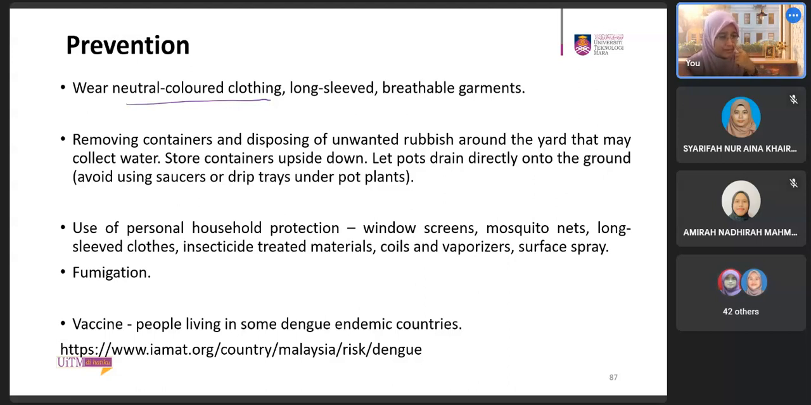Okay. So sampah yang ada containers kat depan rumah, dekat tong sampah whatever, make sure tak ada yang bertakung air. Okay, and use of personal household protection, which is window screen, mosquito nets, long sleeve clothes, insecticide treated material, coils and vaporizers, surface spray fumigation. Okay, so ada juga yang ada vaksin, okay, people living in some dengue endemic countries.